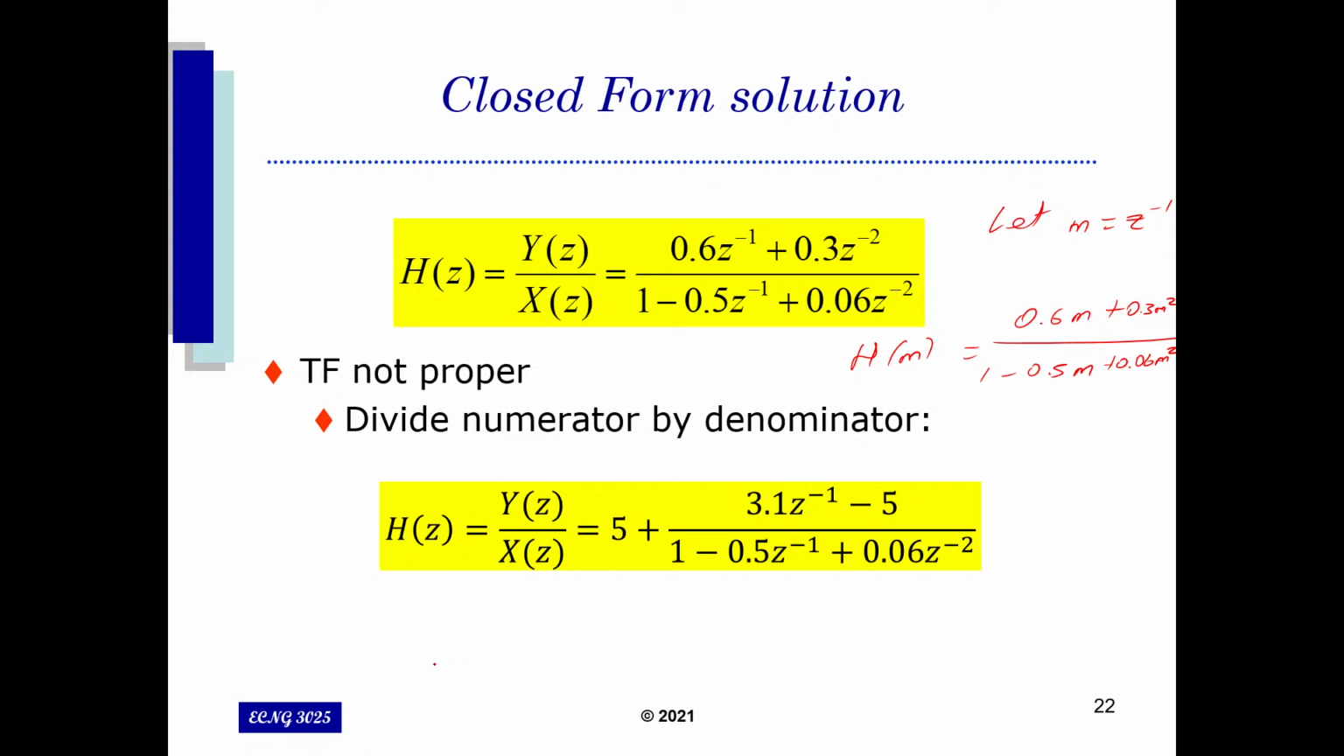When you set up the division table here, you need to make sure that the denominator and the numerator are in descending powers of m because of this. Plus 1, and then you have 0.3 m squared plus 0.6 m.